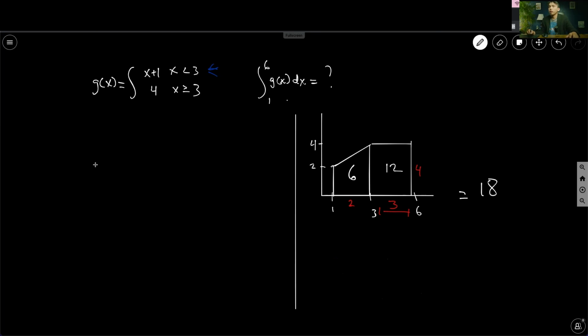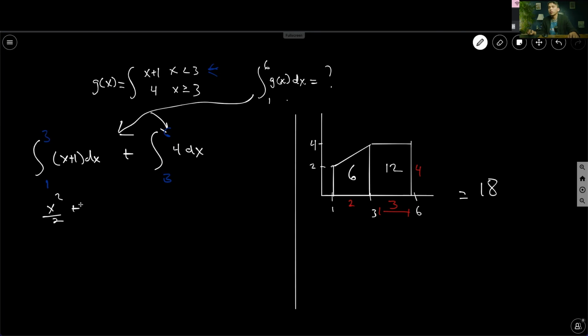And now the second way to do this is our traditional integral by splitting up the integral into 2. So we're going to split this integral into 2 additive integrals. So the first integral will be from 1 to 3. So this becomes the integral from 1 till 3 of x plus 1 dx. And you add to that the second part, which is the integral from 3 to 6 of just 4 dx.